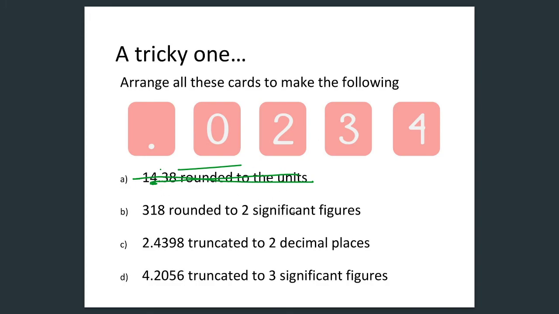318 rounded to 2 significant figures. So 1 significant figure, 2 significant figures. How is that 18 going to affect it? It's going to make this round up. So you're going to have 320.